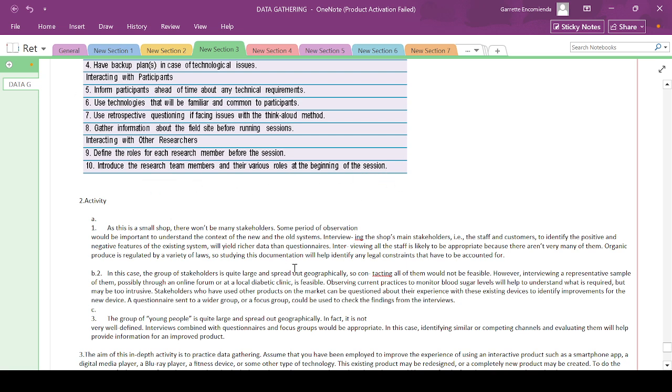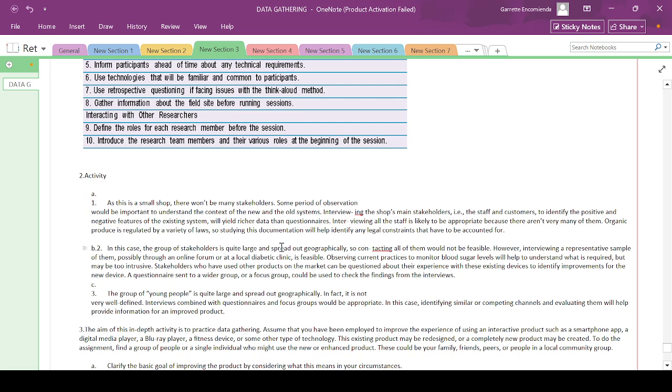So the introduction or the main point is one thing, but another useful thing to do in remote sessions, or in any data gathering, is to introduce the role of the research team members.